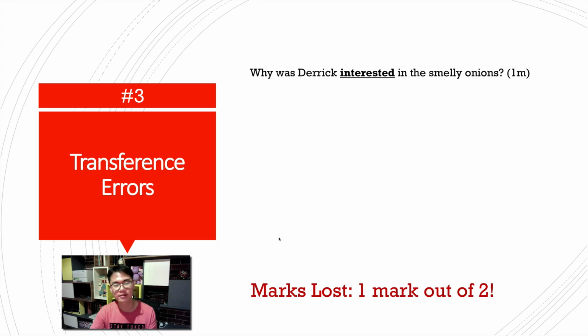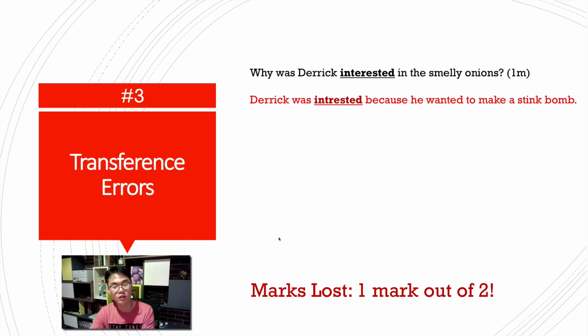Why was Derek interested in the smelly onions? And notice I bolded and underlined the word interested. The word interested here is a very commonly misspelled word because of the E and the R and the E and the S, right? So the way in which it's arranged is rather tricky when it comes to copying the word out. So be extra careful when you see words that have multiple repeated letters in them, like interested, all right? So let's take a look at the wrong spelling.